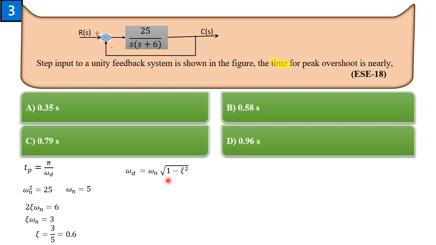To find omega d, we have this formula: omega d is equal to omega n times the square root of 1 minus zeta square. So we just put the values here. Omega n is 5, and the square root term becomes 0.8, so omega d becomes 4. So peak time will be pi upon omega d, that is pi upon 4, which is equal to 0.785, approximately 0.79. So C here will be our answer. Now we will move to our next question.